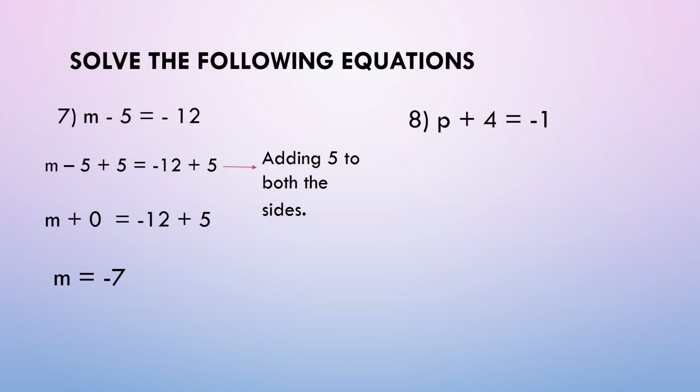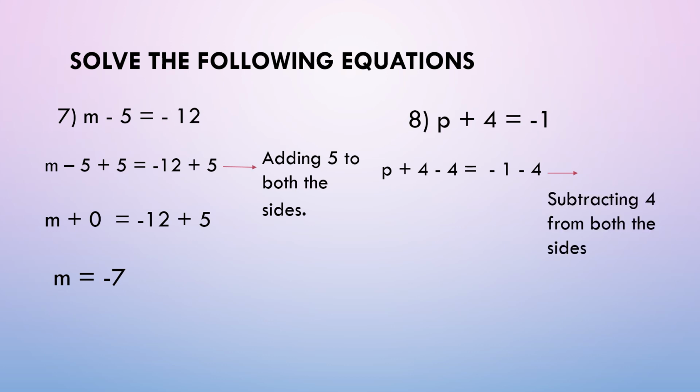Now 8th sum, p plus 4 is equal to minus 1. Now we have to find the value of p. You have to remove this plus 4. So which property will use here? Subtraction property. So both the sides what you will do? Subtract 4. So p plus 4 minus 4 is equal to minus 1 minus 4. Subtracting 4 from both the sides. Okay, so plus 4 and minus 4 becomes 0. So p plus 0 is equal to minus 5.